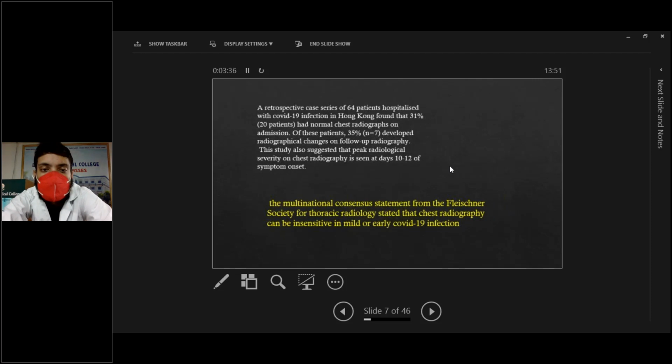A study was conducted in Hong Kong of 64 patients who were hospitalized with COVID-19 infections. Out of these, 35% of the patients had a radiographically normal chest X-ray, and later they developed abnormalities. The study suggested that the chest radiographic findings were typically seen on days 10 to 12 after the symptom onset, and it was given by the Fleischner Society for Thoracic Radiology.